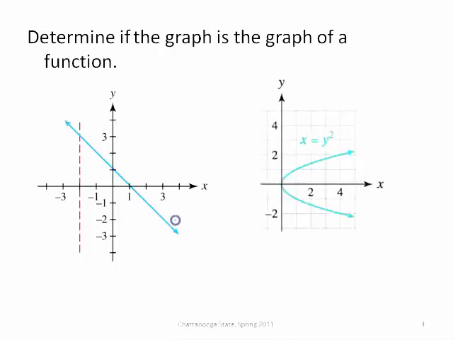Now on this graph, the first graph here, this is just a line, a linear function. So if I pass a vertical line through it, think about drawing vertical lines all the way through your graph here. Every vertical line will only touch our line one time. So yes, this is a function. But over here, if I take this function, and if I draw a vertical line right here, that's going to touch that function twice. So that means this one is not a function.